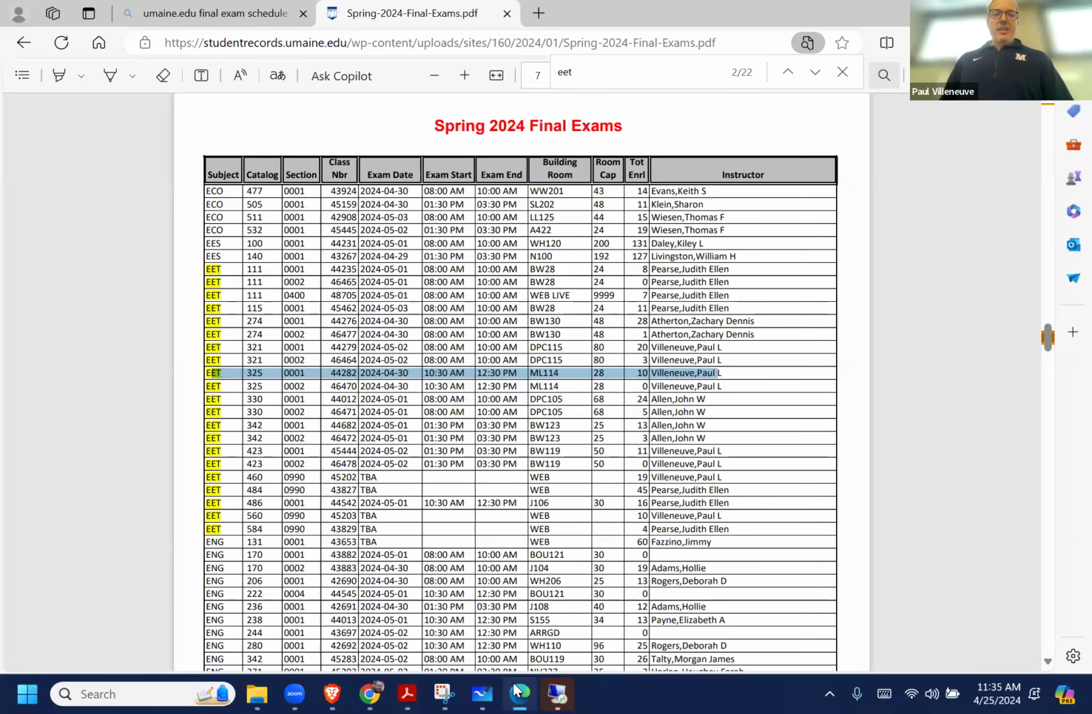Where is the exam going to be? In this room from 8 to 10, a week from today.